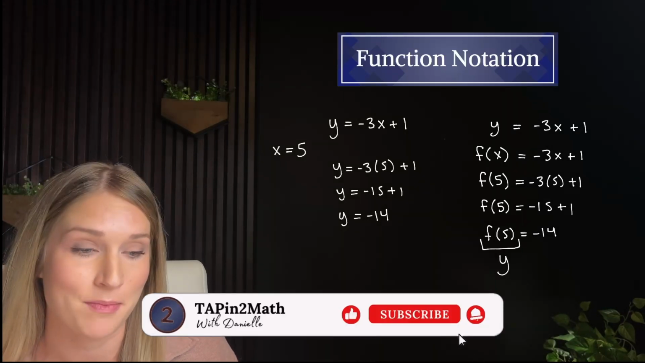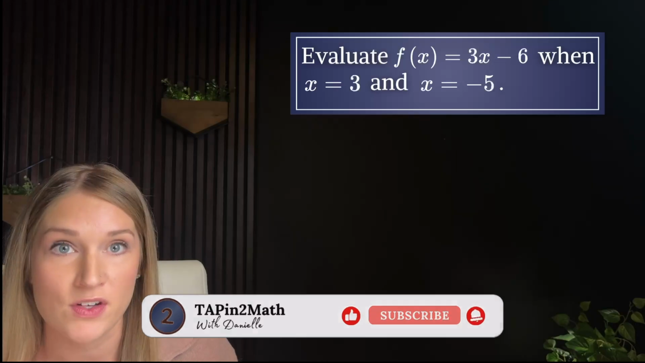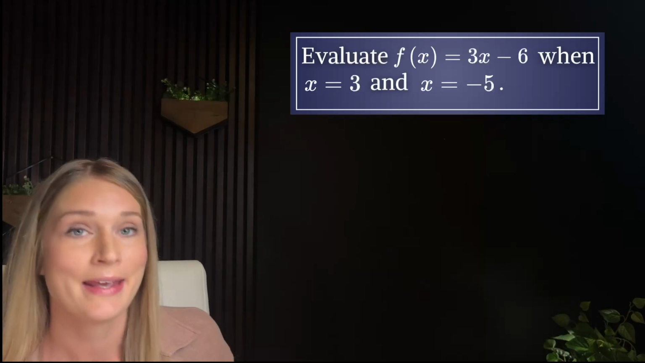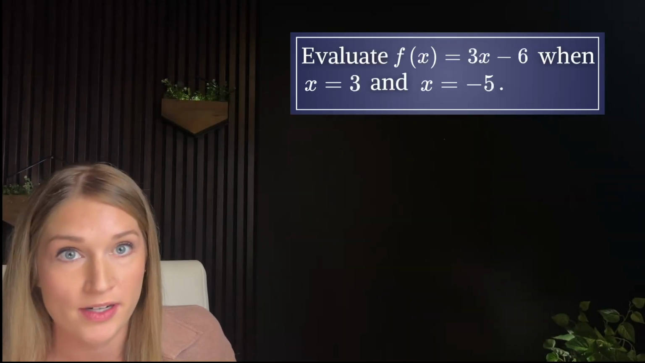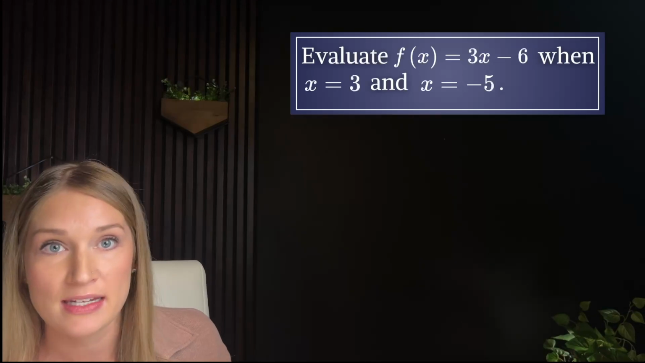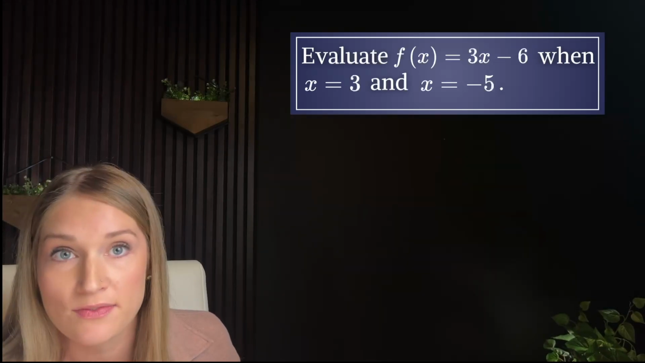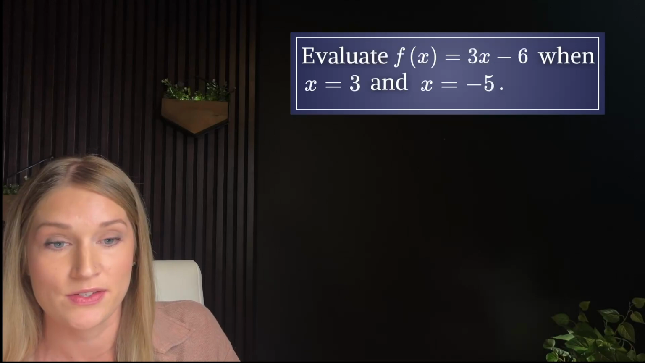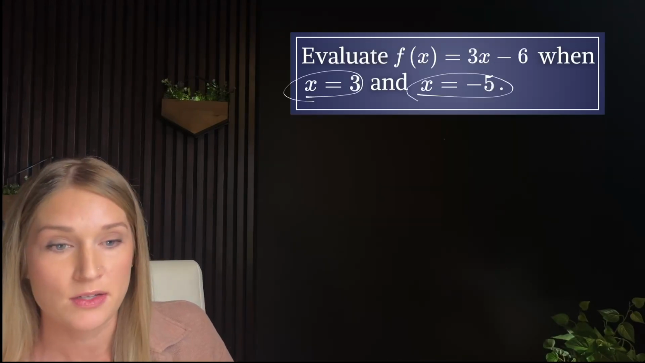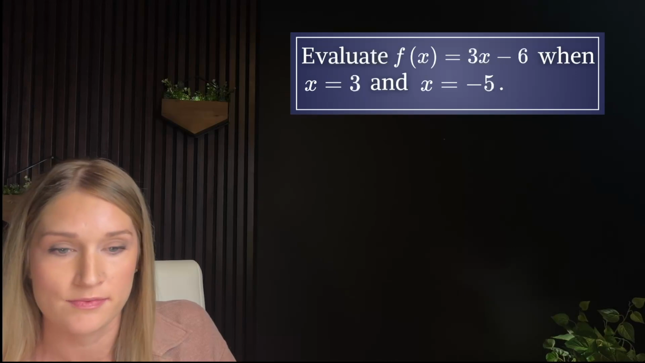So let's try a couple. I have this function f of x equals 3x minus 6. So this function is in terms of x. Or in other words, we can say I'm going to find some y values depending on particular x values. The x values that I want to look at are 3 and negative 5. So let's go ahead and start with my 3.